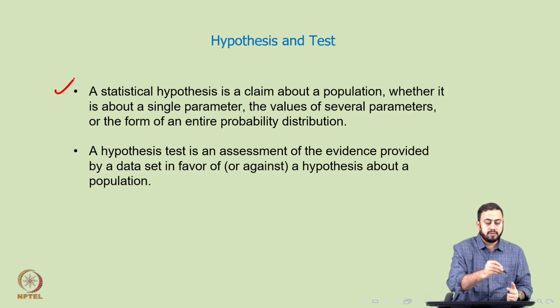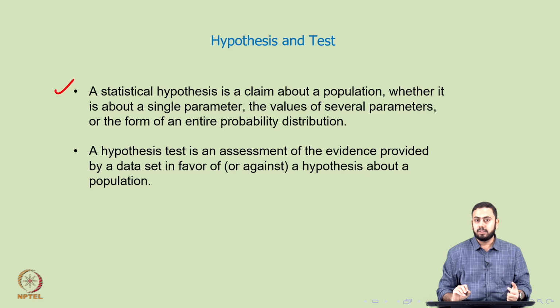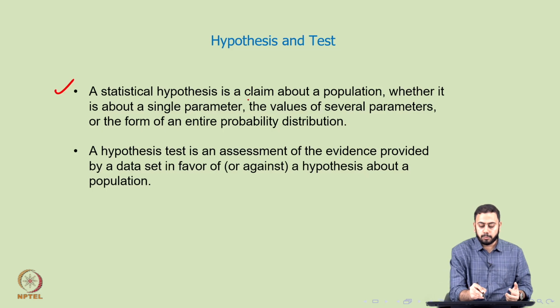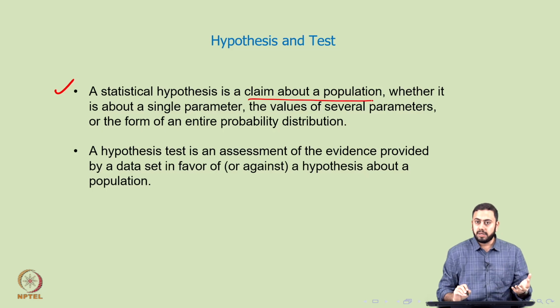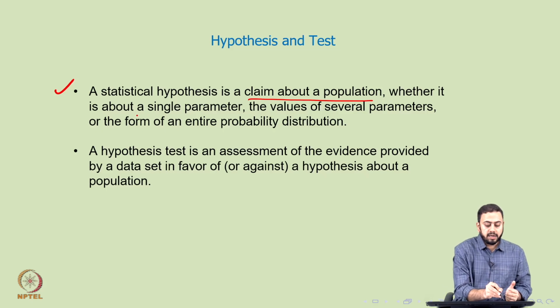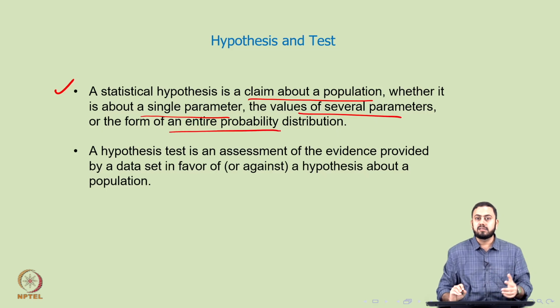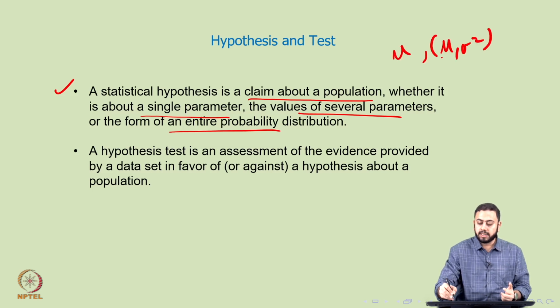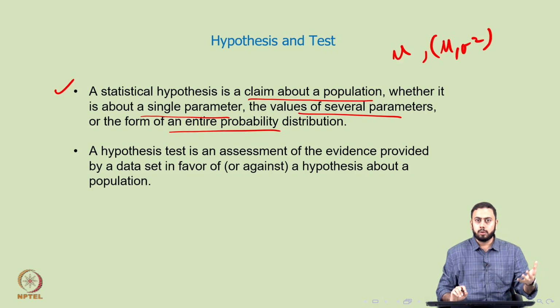So the first point defines a statistical hypothesis. A statistical hypothesis is nothing but a claim about a population. Now again, when I say about a population, whether it is about a single parameter, the values of several parameters, or the form of an entire probability distribution. These three ingredients pinpoint the behavior of an overall distribution or an overall population. So it could be a single parameter, let's say like mu. It could be several parameters, let's say mu comma sigma square collectively, or it could be the overall distribution, let's say normal or binomial, etc.